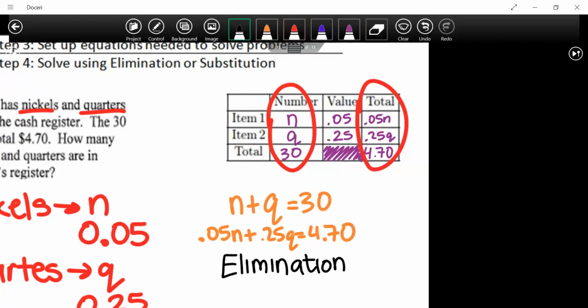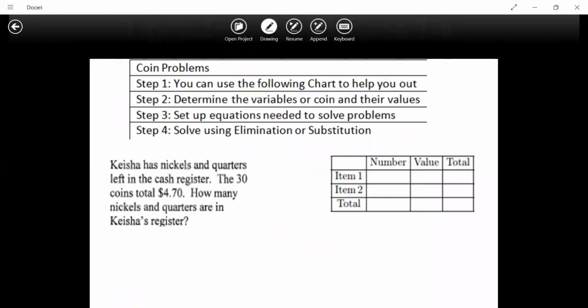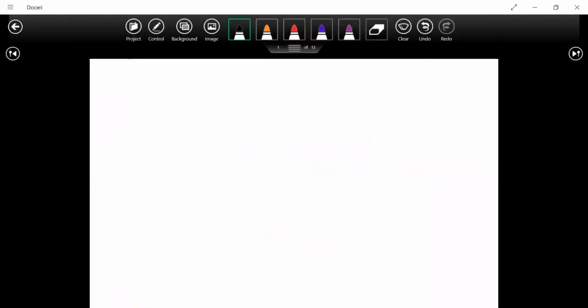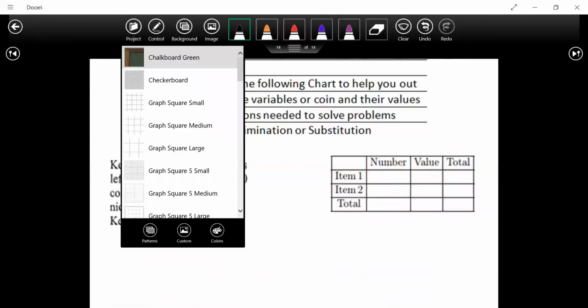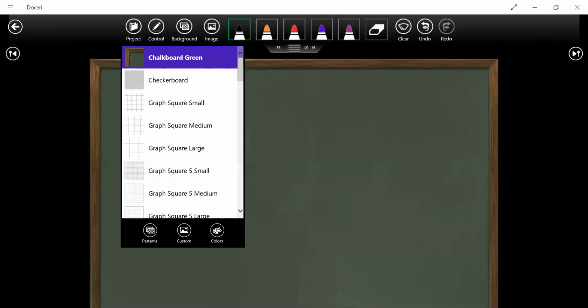So, that being said, I'm just showing you this first one just to get an idea, but I'm going to pass out the homework and we're going to do a couple problems on there because they set it up differently. And I want to show you guys how they set it up. So let me just change the background. Let's do chalkboard green. Change it up.